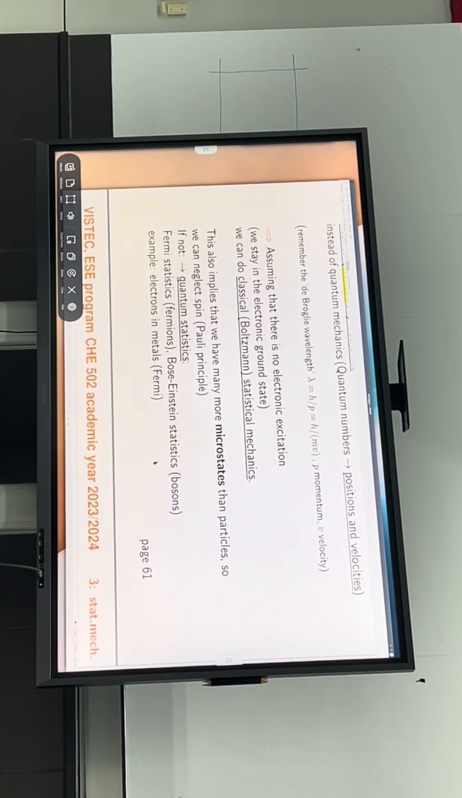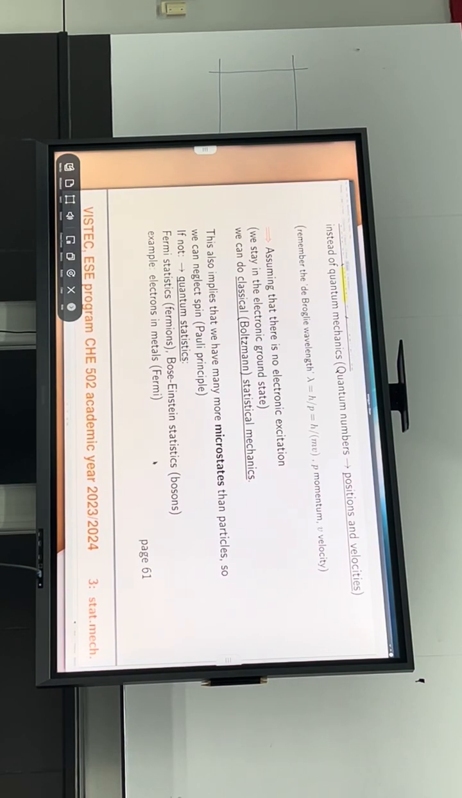This is why electrons in a metal obey another statistics which is called Fermi statistics. Fermi statistics is statistics where you take into account that particles have spins and cannot populate the states as they want. They can populate the states only as long as they obey Pauli's principle. We will not do that.